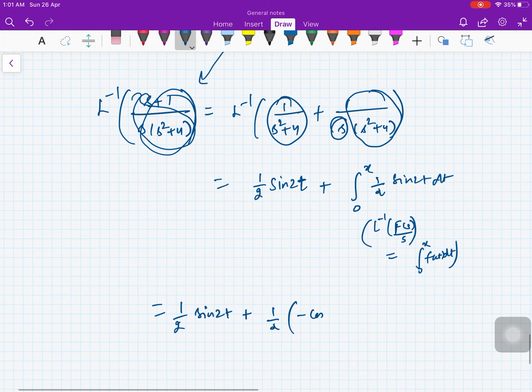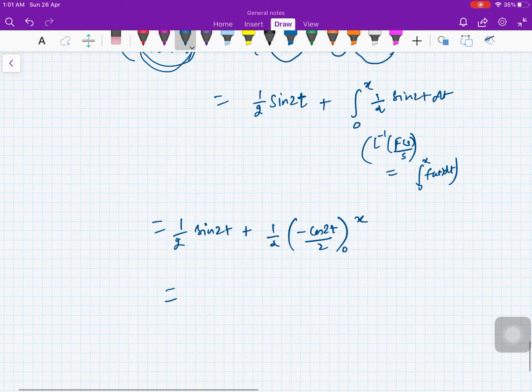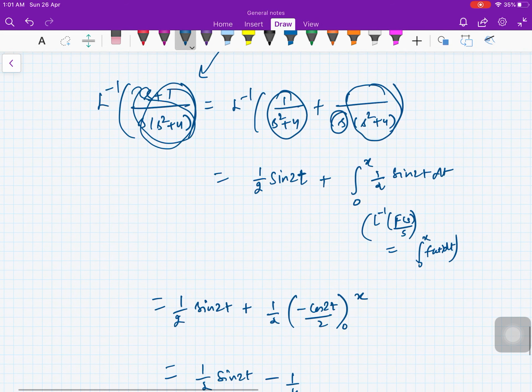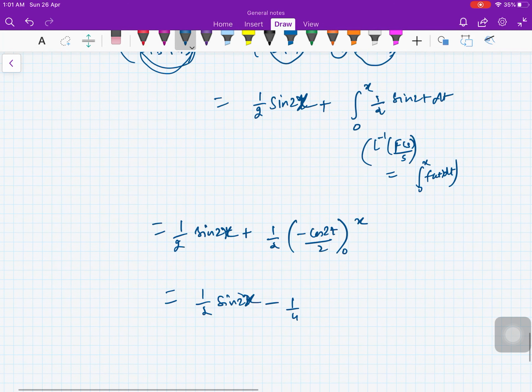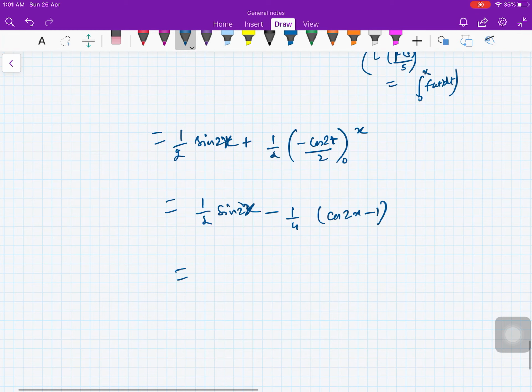So this is 1 by 2 sine 2t plus 1 by 2 times minus cos 2t by 2, from 0 to x. So you get here 1 by 2 sine 2x minus 1 by 4, here I'll write in x, and then minus 1 by 4 cos of 2x minus 1.